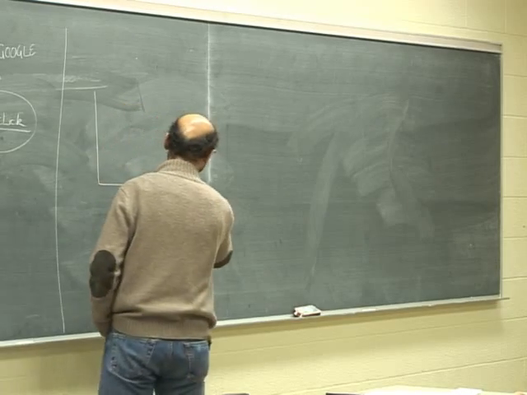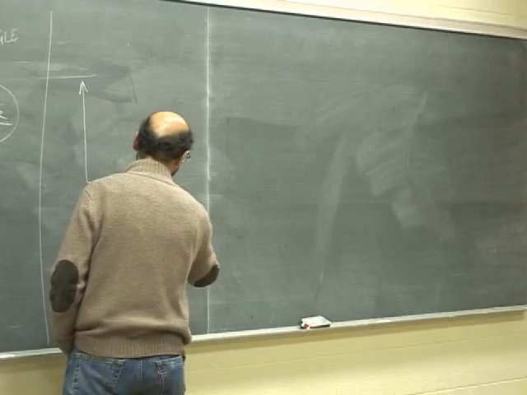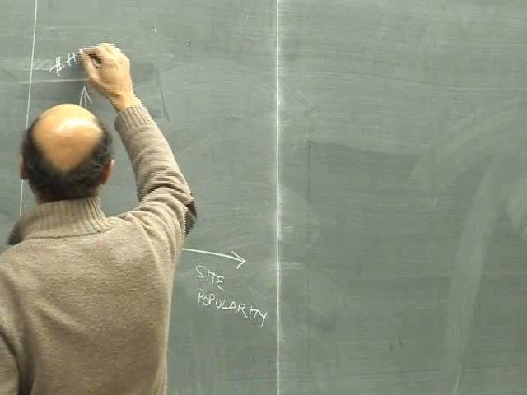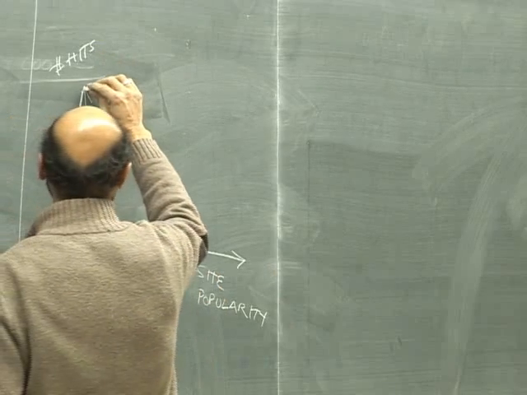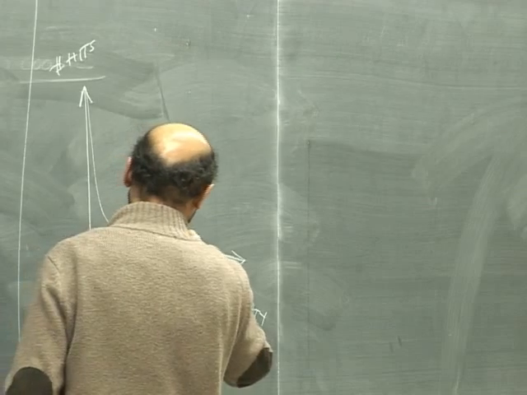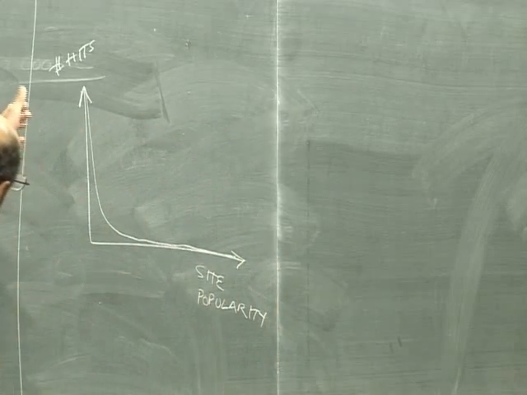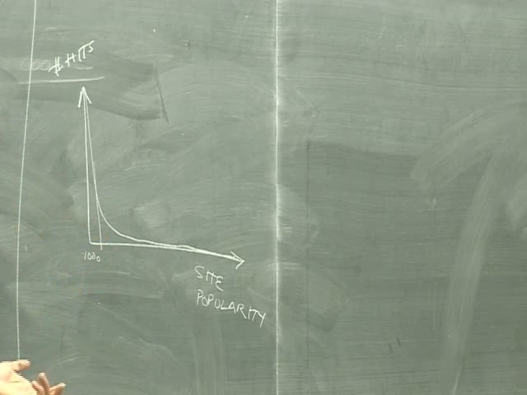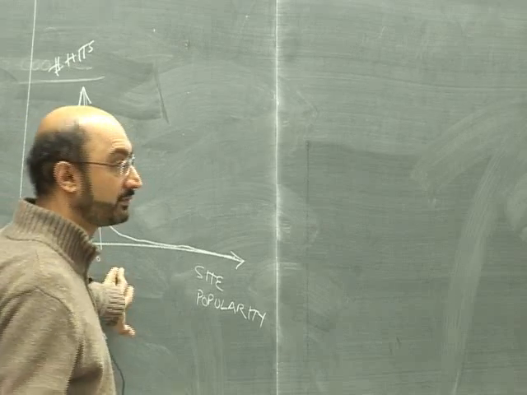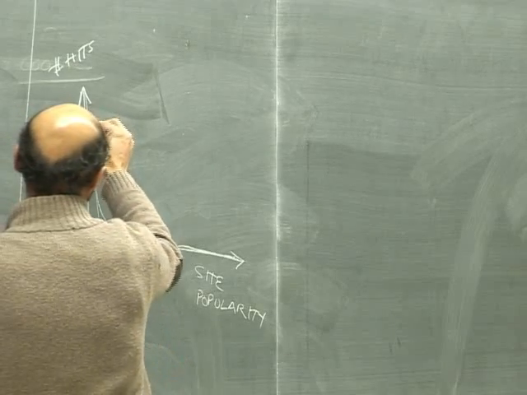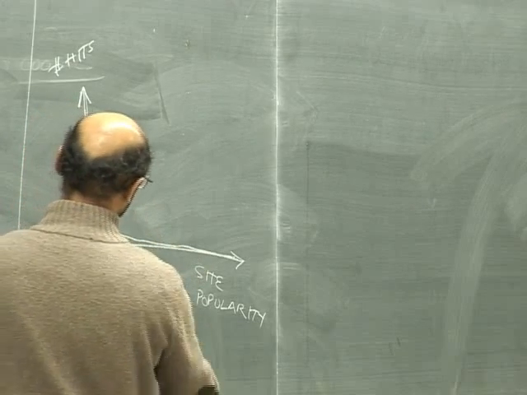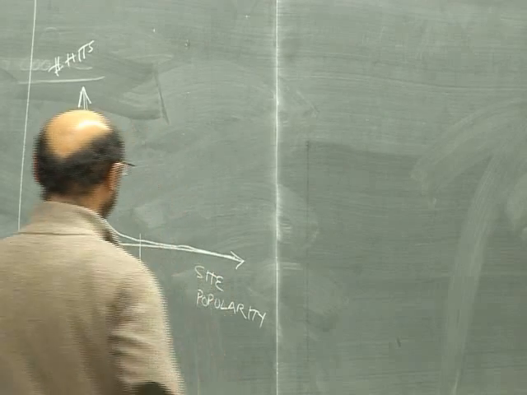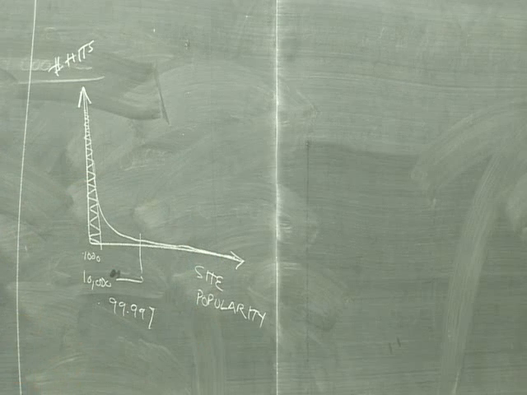So this is the graph that determines how the web works. On the x-axis is site popularity, from the most popular site to the least popular site. And this is the number of hits to that site per day. And it looks something like this. So the top 100 sites, or top 1,000 sites, let's say, get 99+% of all the hits. The top 1,000 most popular sites get almost all the hits. The first top 10,000 sites get something like 99.99%, and then everybody else gets what was left over. All the other sites get like 1 or 2 hits a day.